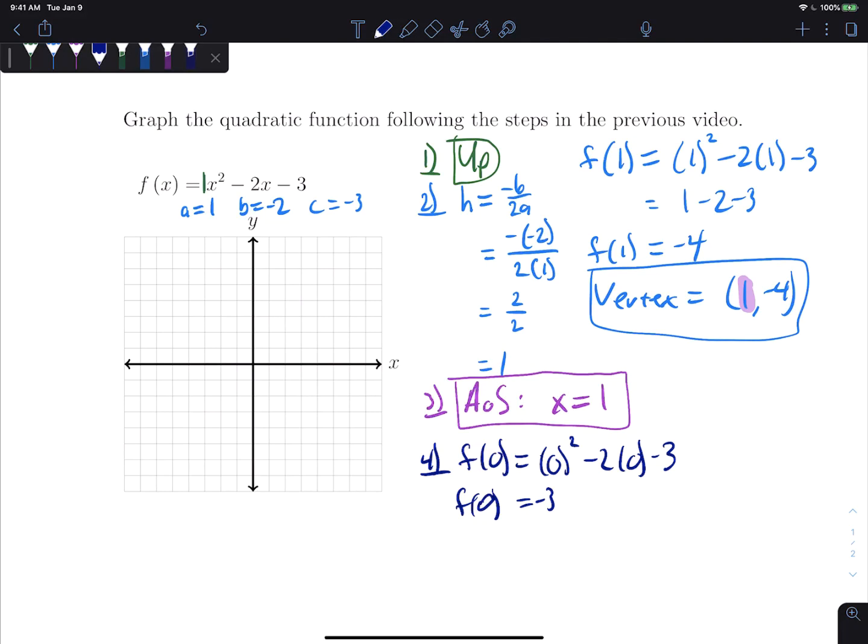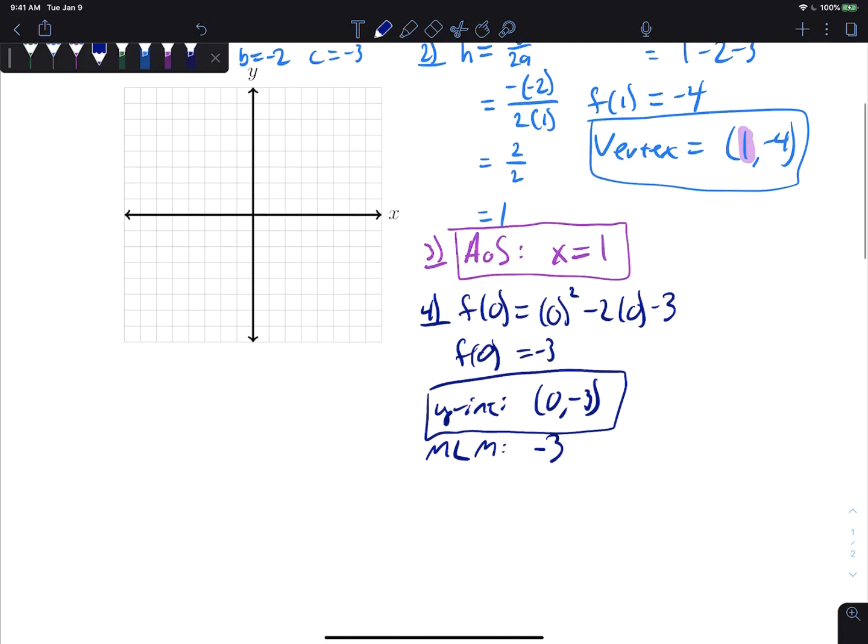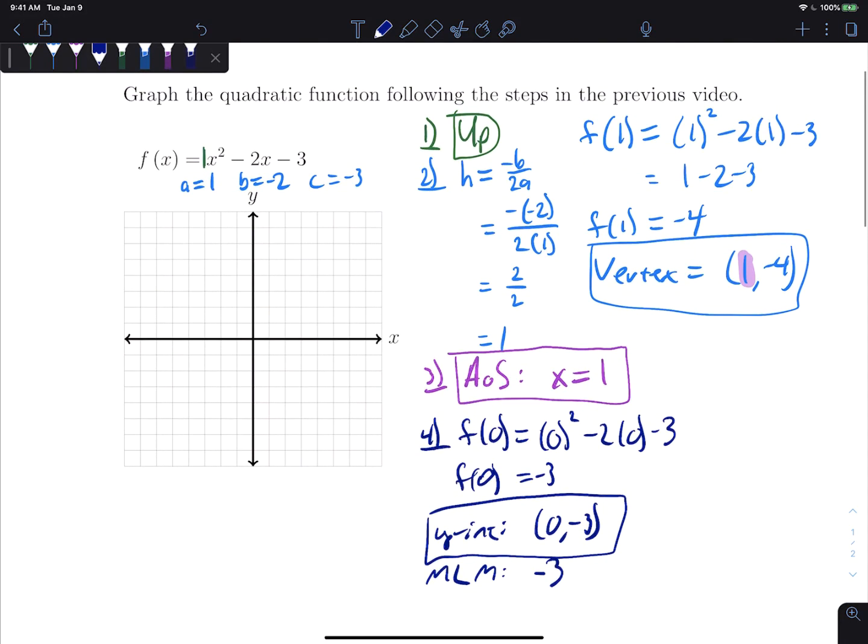So the y-intercept is the coordinate 0, negative 3. But remember, in my math lab, or my lab math, sorry, it's just going to say negative 3. Just an FYI. Okay.